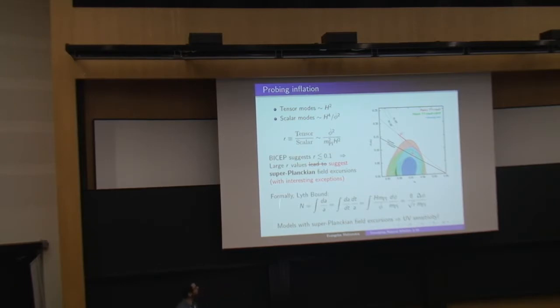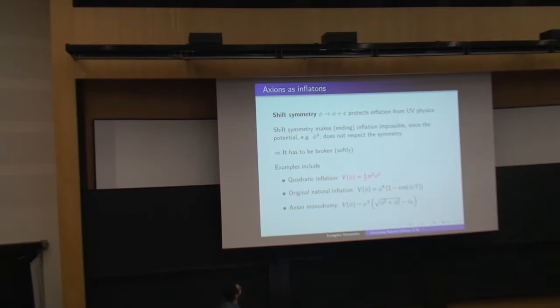So the problem with super-Planckian field excursions is that they can suffer from UV sensitivity. So a nice idea that came out in 1990, if I remember correctly, was the introduction of shift symmetry. So we're using axions essentially to drive inflation, and the nice thing about shift symmetry is that it restricts the potentials you can have, so it essentially forbids all the higher order Planck-suppressed operators that can spoil the flatness of the potential. However, shift symmetry has to be softly broken if you are to have any successful inflationary model.